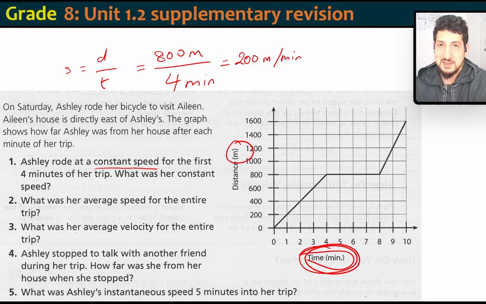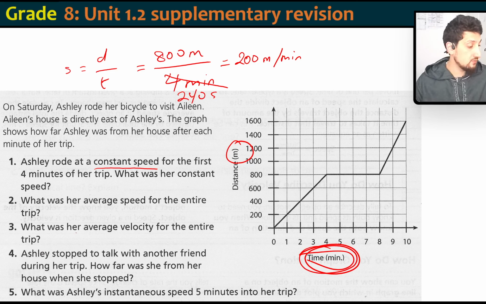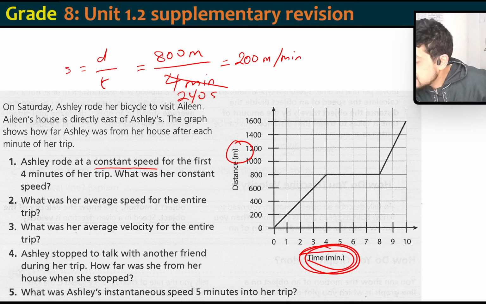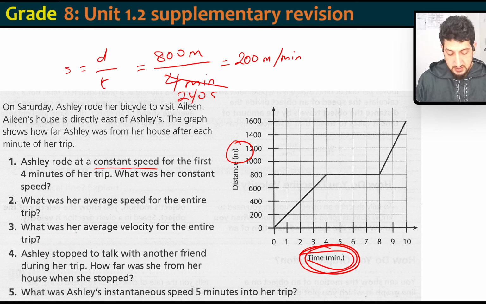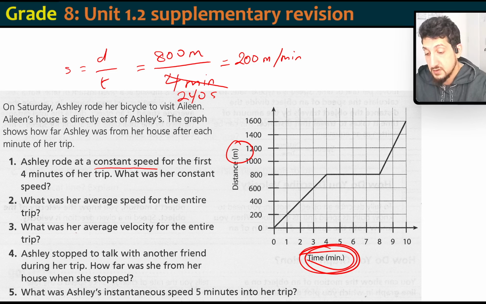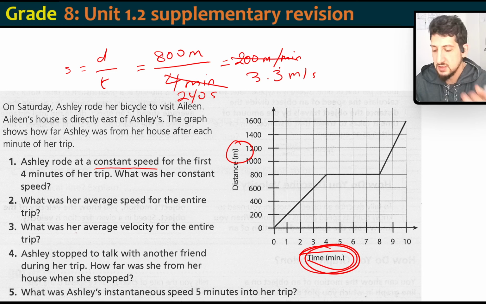Now, what if I wanted the speed in meters per second? What do I have to do? All I have to do is change 4 minutes into seconds, which would be 240 seconds. And then I'd have to divide 800 by 240, which gives me 3.3 recurring meters per second. Okay, but that's not what we asked for. We just asked for the constant speed. The speed is 800 meters in 4 minutes, which is 200 meters per minute.